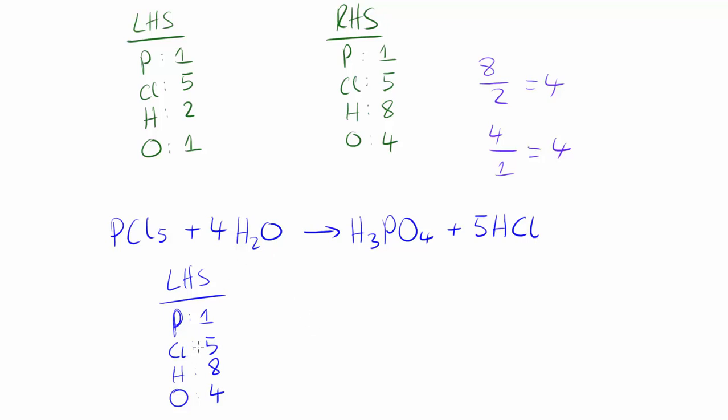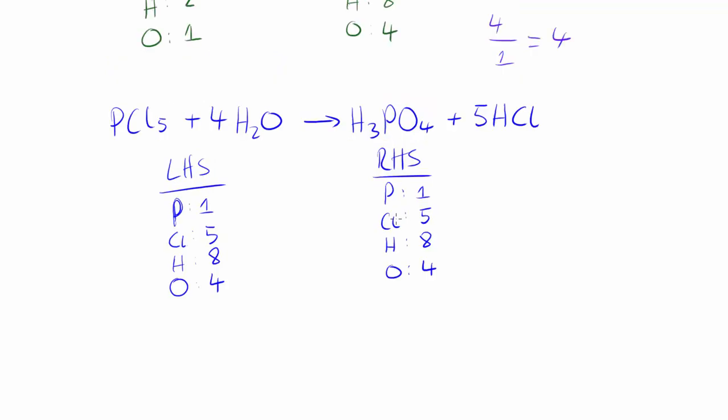And you can already see when you compare, right? You can see what we've just done here. And on the right hand side, we didn't change anything, so it's going to be the same figures as we calculated in the prior step. So PCl₅, H₄O. So we're going to have 1, 5, 8, 4, right?